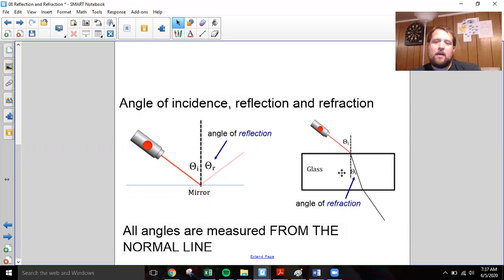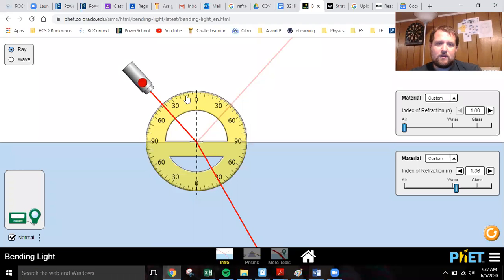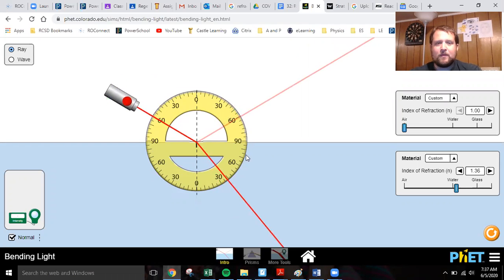Then you also have the angle of refraction. And so this, once again, is between the light that passes through and the normal line. So in this case, the angle of refraction is less than the angle of incidence, which means that the light is bending as it goes through the surface. And we can see that here. If I come in at 60 degrees here, 60 degrees angle of incidence, down here the angle of refraction is a little less than 40.